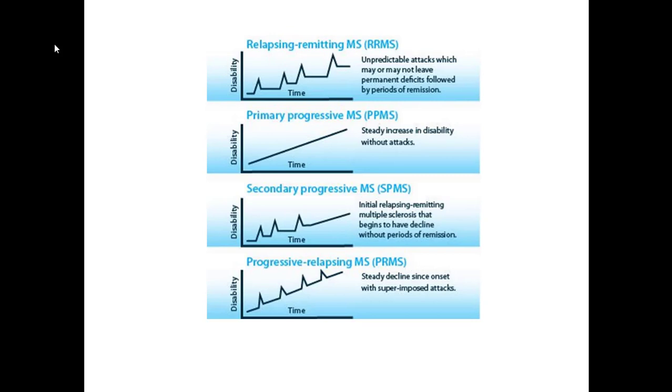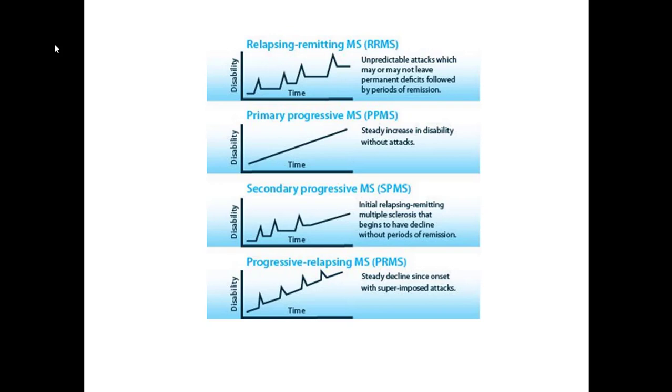So here is a nice thing to show the different types. I want you guys to know the types. There's relapsing remitting, which I think is the most common, but there are unpredictable attacks. Might leave permanent deficits, might not. So you can see on here where they spike up where the attacks are, then they are at their baseline, then they spike up and leave a little bit of deficits, and then they have their baseline, then they spike up, and it just continually gets worse.